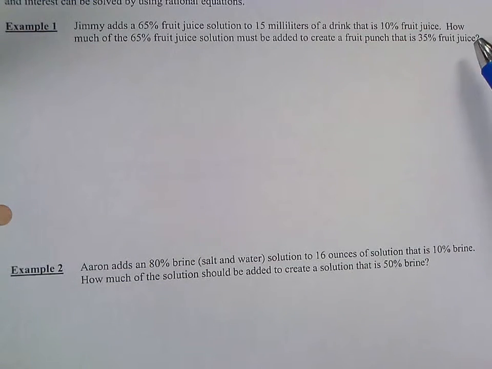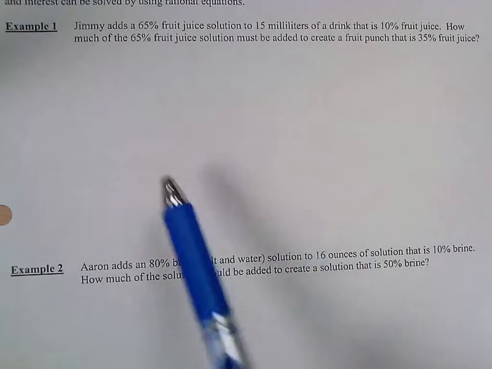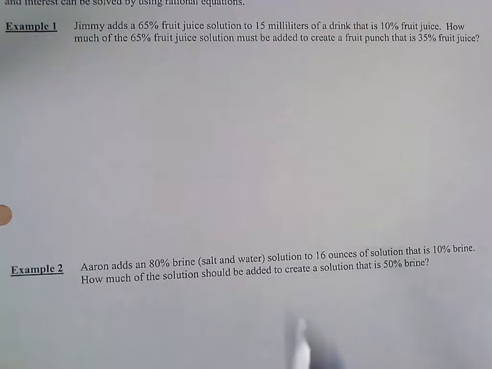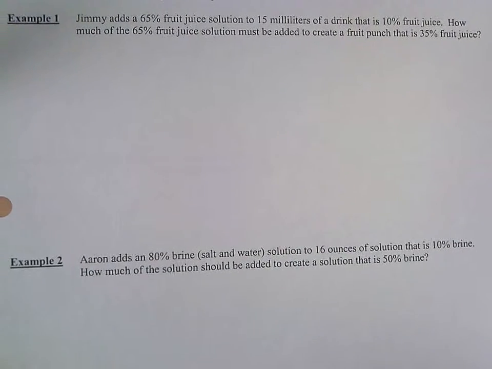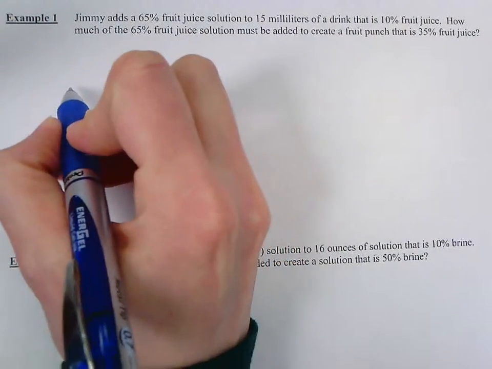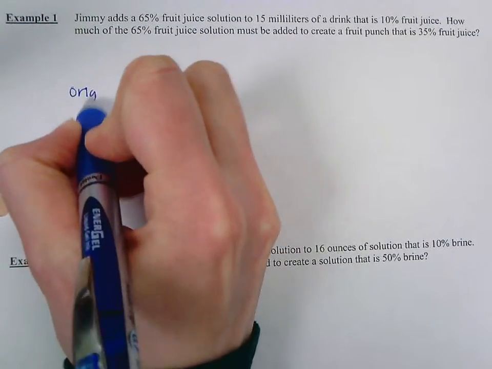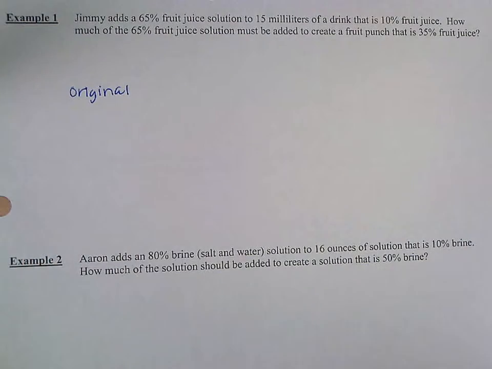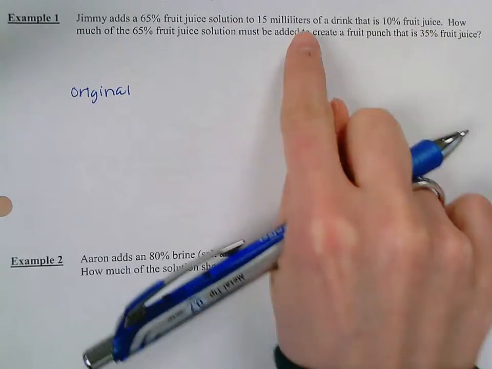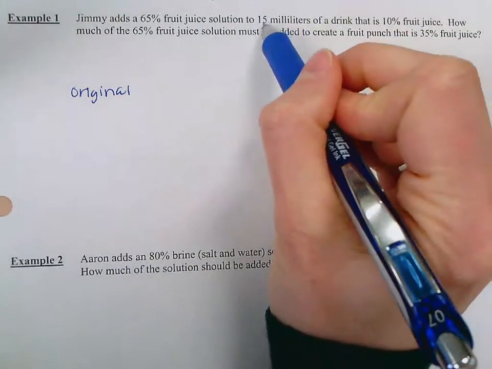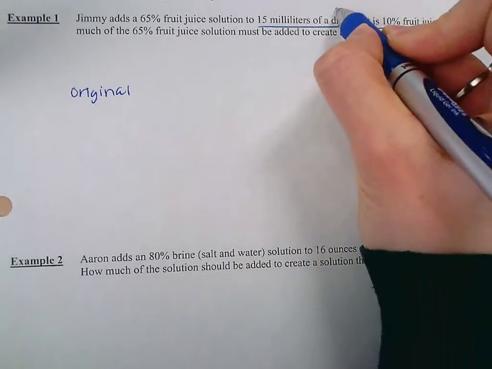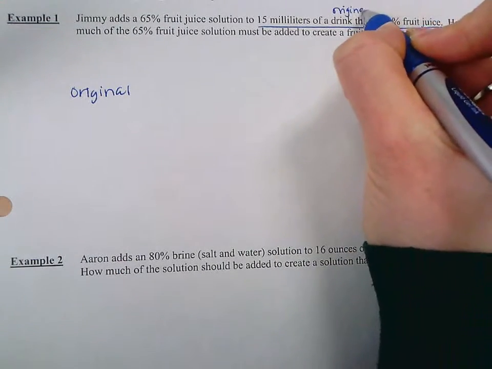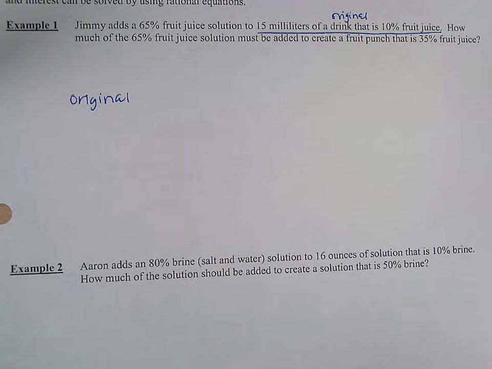So the way I would set these up, I kind of make a chart of the information that I have. And this is how you can set up your chart for all of these. All mixture problems have some original substance you're starting out with. In this example, you're starting out with the 15 milliliters of a drink that's 10% fruit juice. So that's your original quantity in this problem.